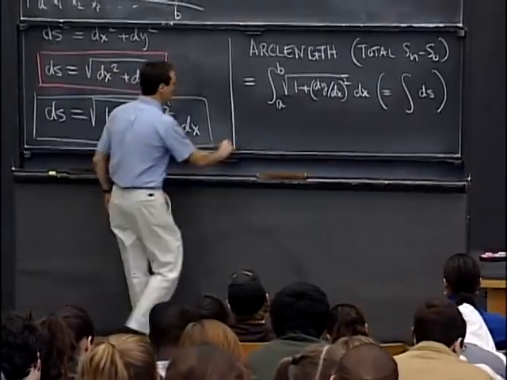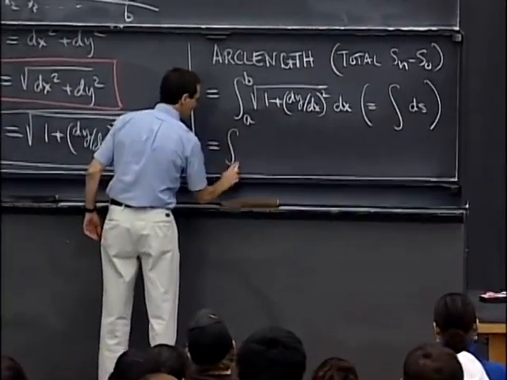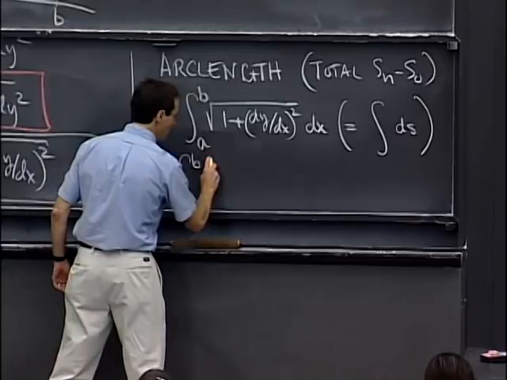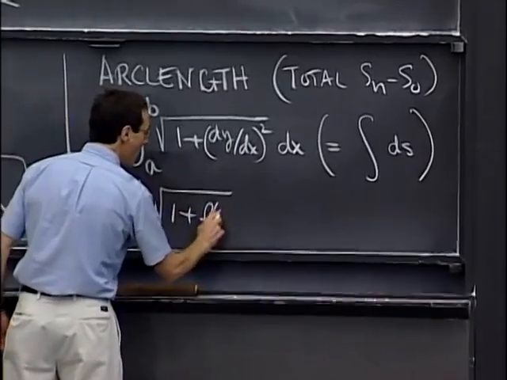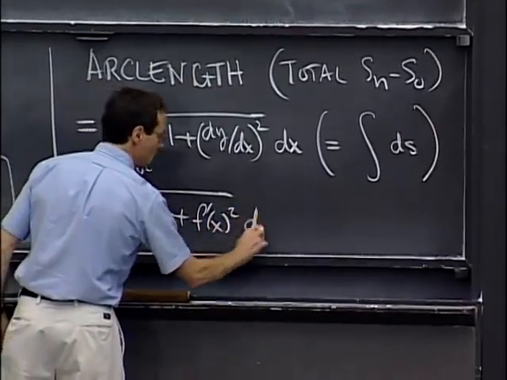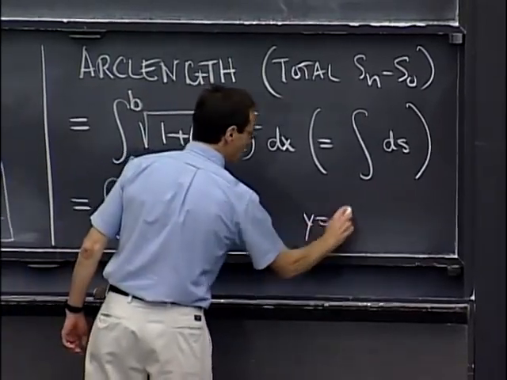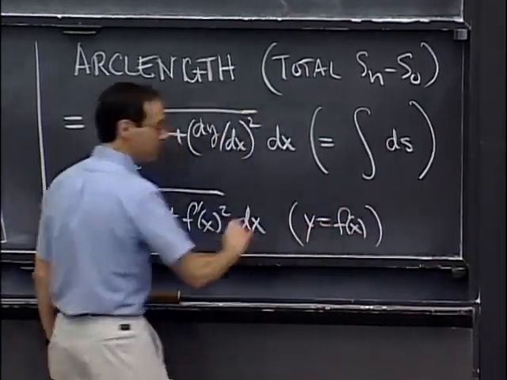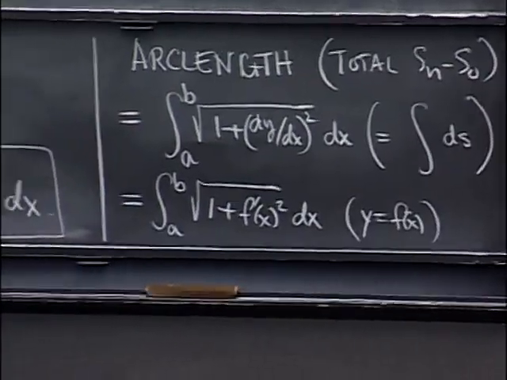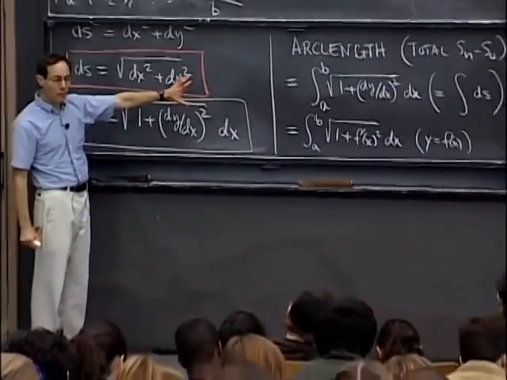So that's one way of writing it. And of course, the second way of writing it, which is really practically the same thing, is square root of 1 plus f prime of x squared dx, mixing in a little bit of Newton's notation. And this is with y equals f of x. All right, so this is the formula for arc length.